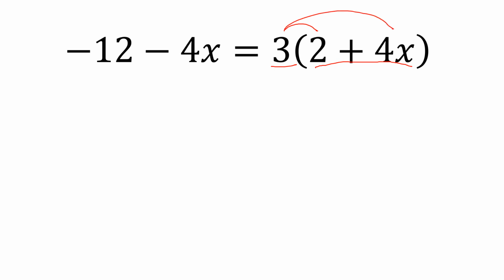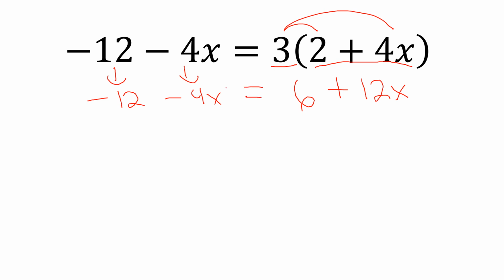So 3 times 2 is 6. 3 times 4x is 12x. Since that 12x is a positive, it's going to be a plus sign in between. Bring down the minus 12. Bring down the minus 4x. And so now, to find out what x is, we first need to combine the like terms. So I'm going to move this minus 4x over to the other side by adding 4x. The opposite of subtraction is addition.